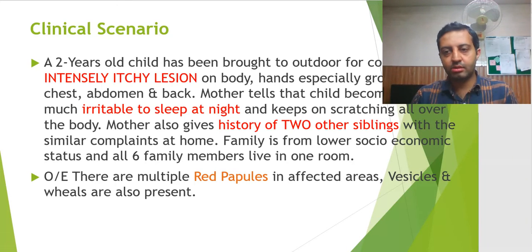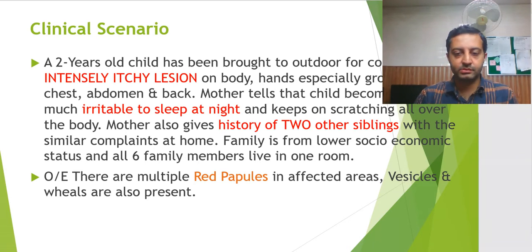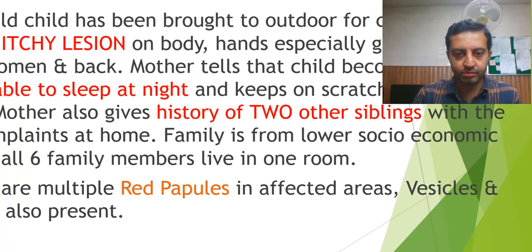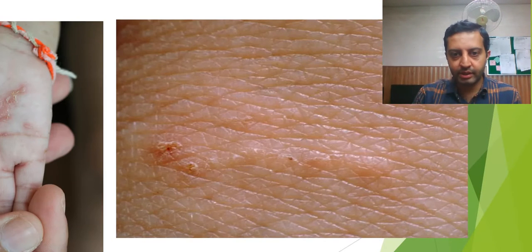Family is from a lower socioeconomic status and all six family members live in a common room. On examination, there are multiple red papules in the affected area. There are vesicles and wheals over the body. And here is the appearance of these lesions.